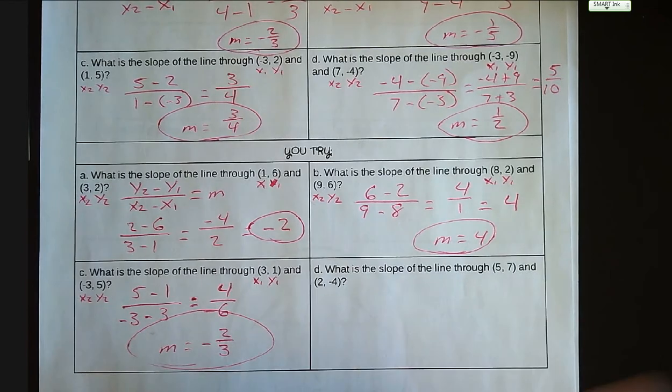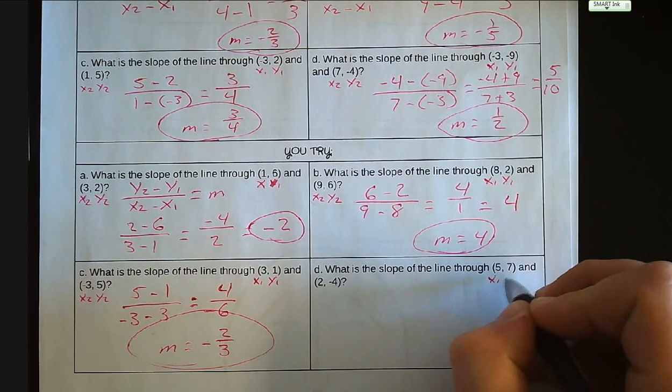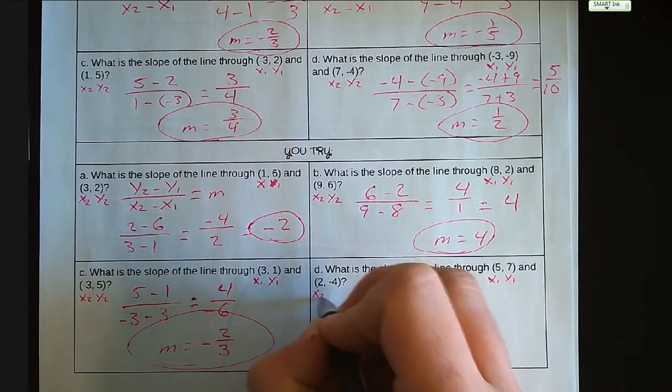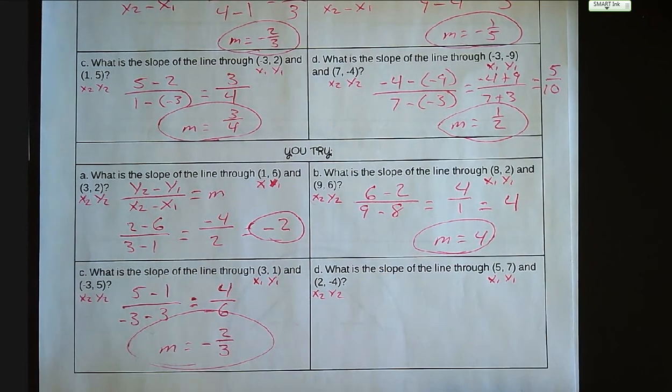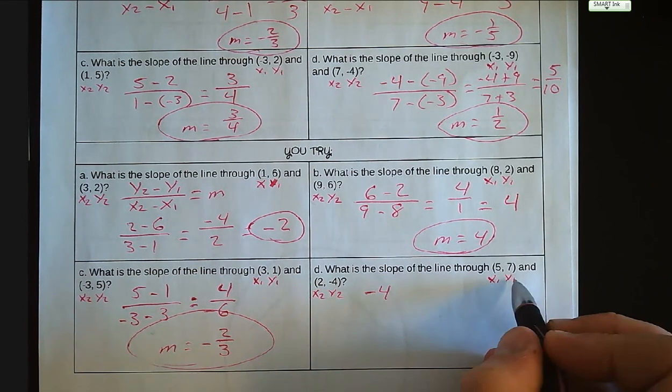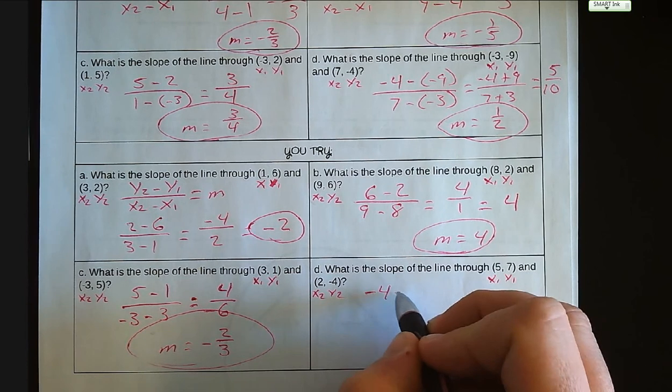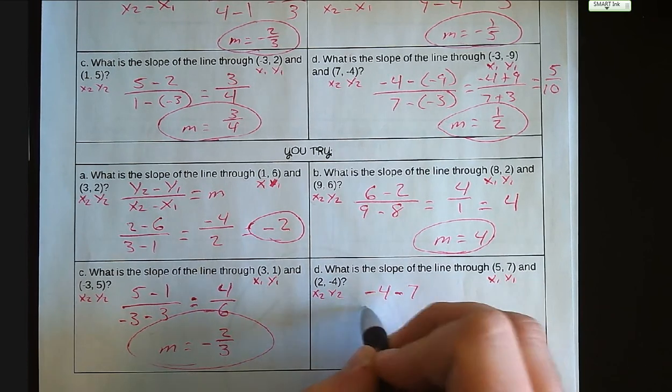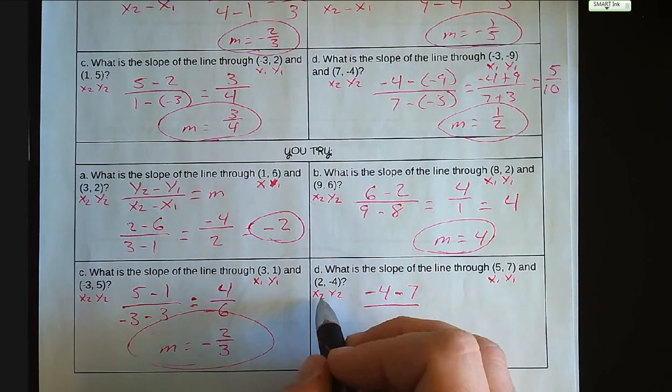All right, on to our final one. Our y2 for this one is going to be negative 4. y1 is 7, so negative 4 minus 7. x2 is going to be 2.